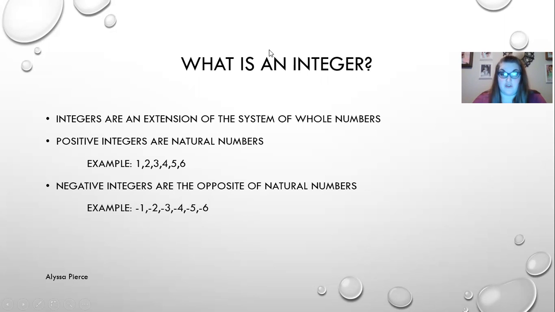Now, negative integers are the opposite of natural numbers. So the examples of those are -1, -2, -3, -4, -5, and -6. So those are the opposite of our positive integers.